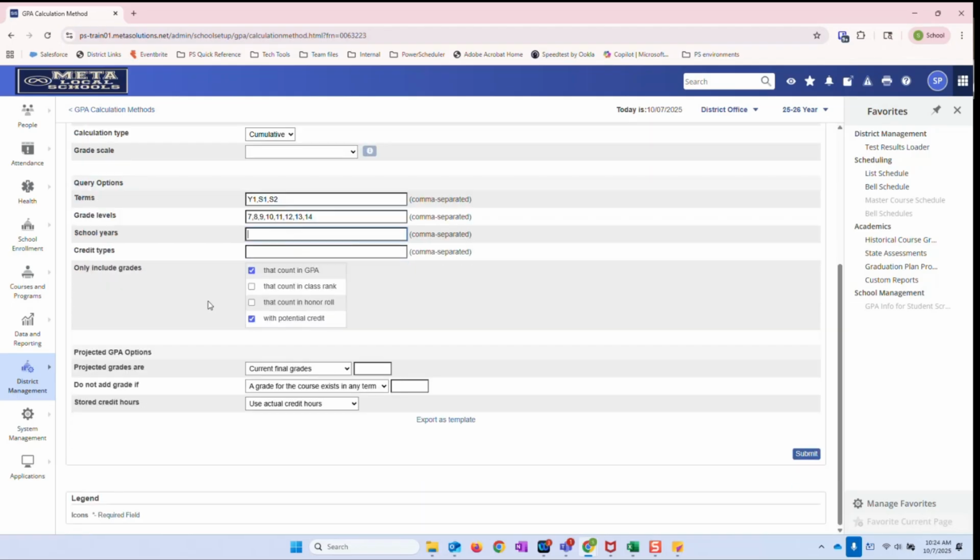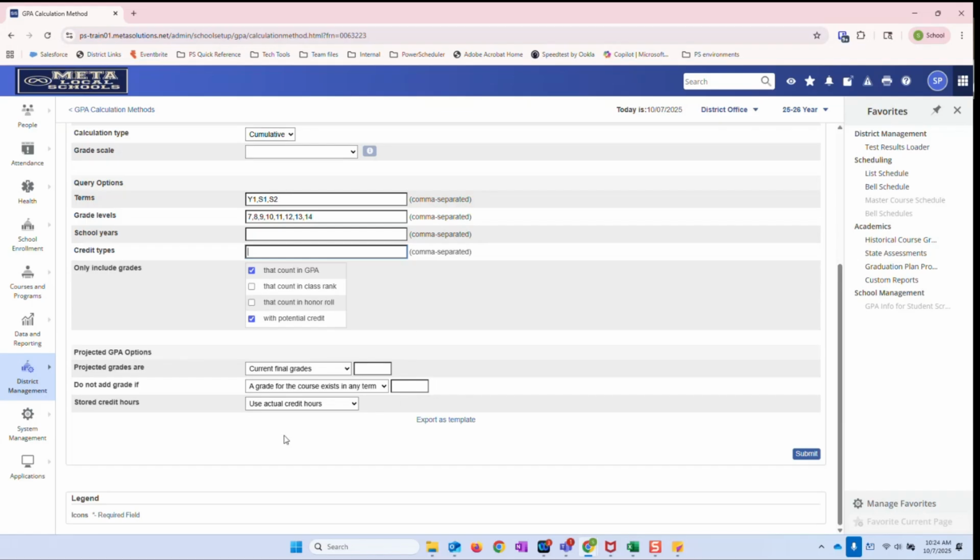Right. Some have a GPA that's specific to credit type. If you wanted a certain subject area GPA, you could do that. I don't see that, but I'm sure it's been used. And then down here, what type of stored grades would you like to include? All of our stored grades have these parameters set, either checked or not, and you're setting here within the GPA which grades count for this particular calculation. The ones with potential credit, the ones that count in GPA.